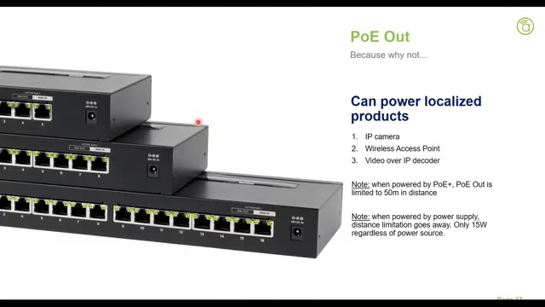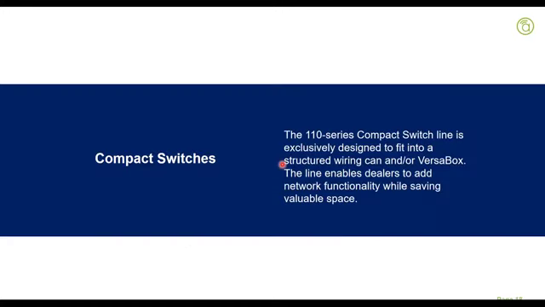PoE out, so you can power another localized device like an IP camera or a wireless access point, or you can power actually another compact switch from another switch by PoE. But be aware that the PoE out, when powered by PoE, is limited to 50 meters in terms of distance. That's about 150 feet.